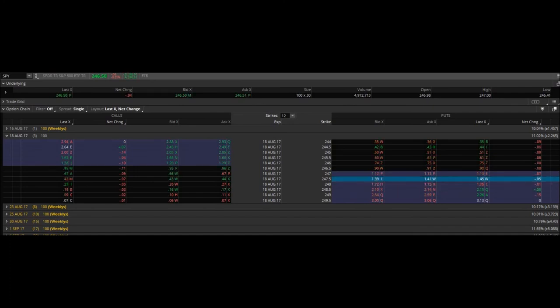Today's trade, bought at 118, the 247.50 puts that expire on Friday. And I sold them at 125, guys. I thought I sold there at 126, but I sold at 125.